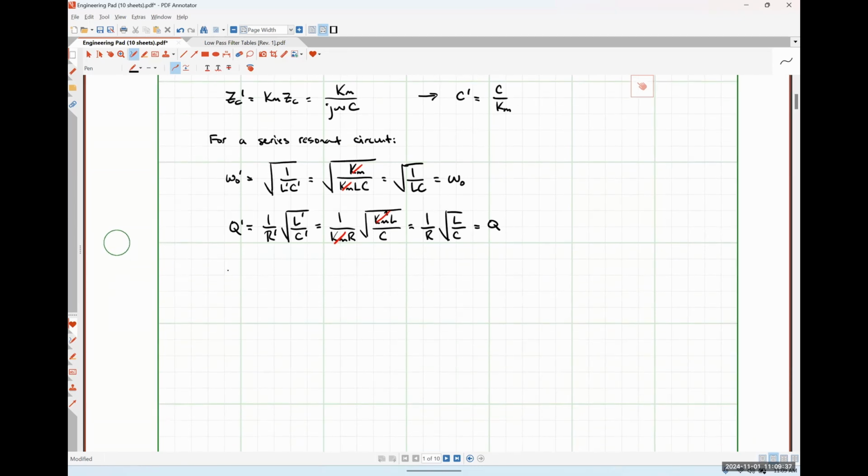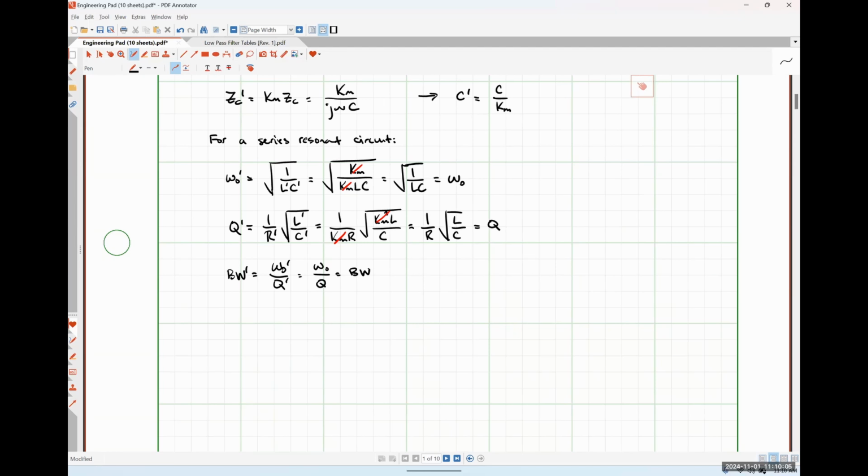And then lastly, the scaled version of our bandwidth is omega naught prime over Q prime. And since we just found out that magnitude scaling doesn't change omega naught at all, we can just get rid of the prime. Magnitude scaling doesn't change our quality factor at all, so we can get rid of the prime. And so we see that our bandwidth is not in any way, shape, or form influenced by magnitude scaling either, okay?